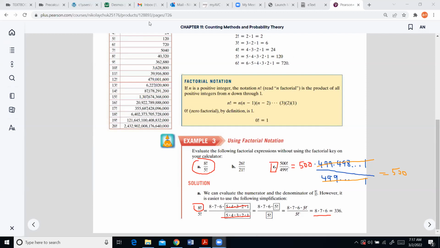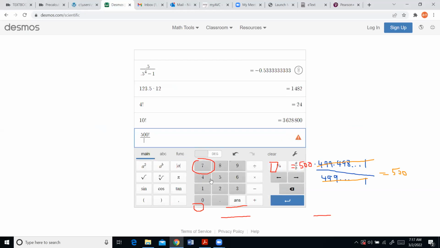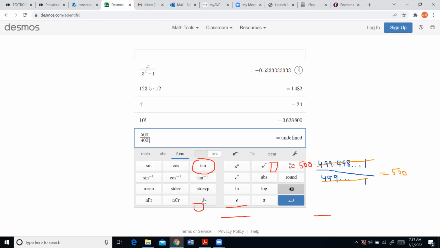Let's see if our calculator will be able to take this. 500 factorial. Let me try. 500 factorial, and if I divide this by 400 factorial... The calculator cannot do it. See, you are smarter than the calculator. Here's the example. You just cannot do this, right? Calculator cannot do this. Divide by 499 factorial, you cannot do it. But you can, because it's 500. See, we can do things that a calculator cannot handle.